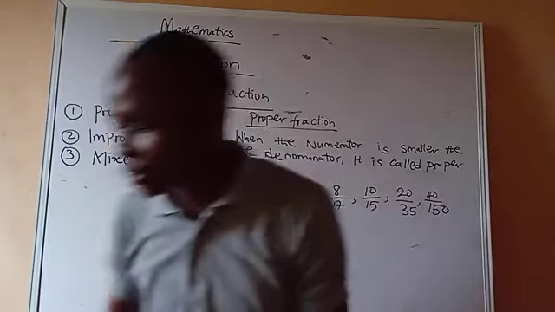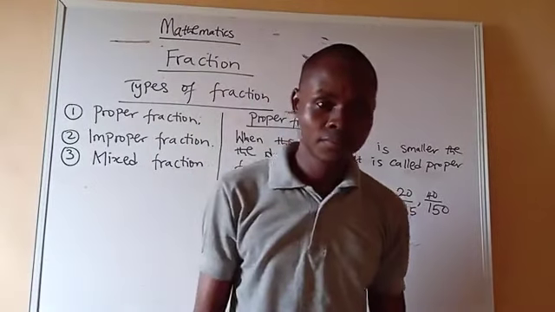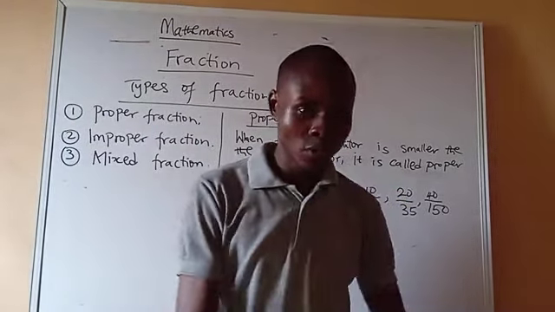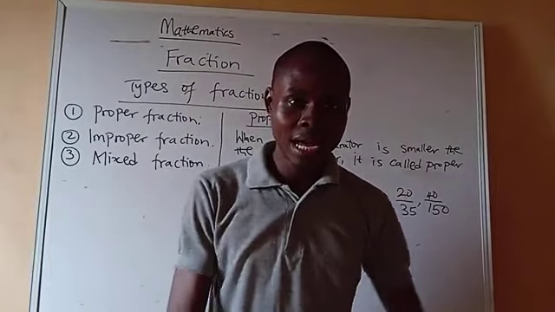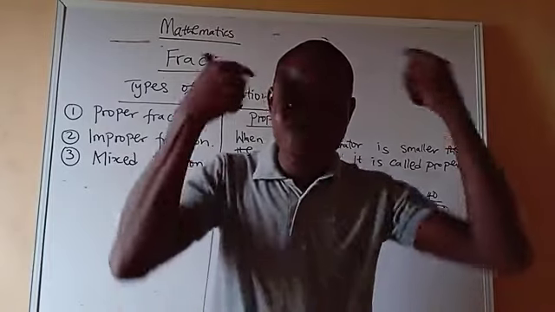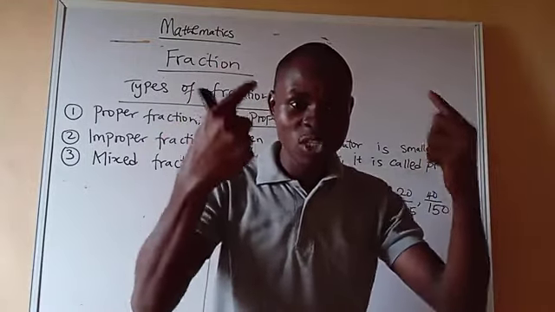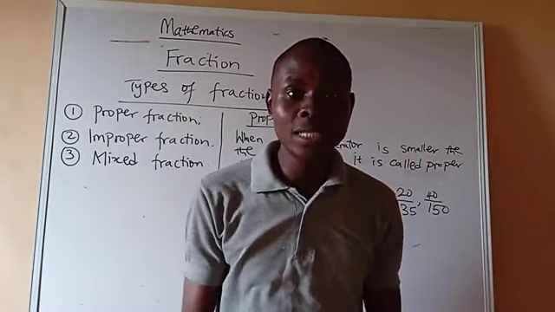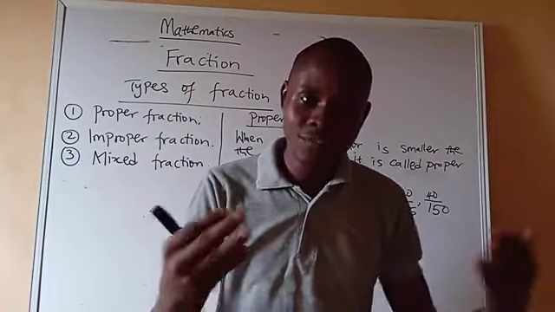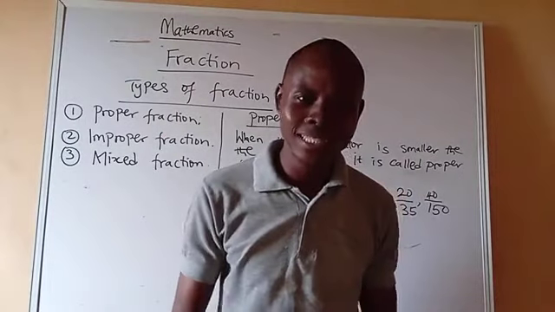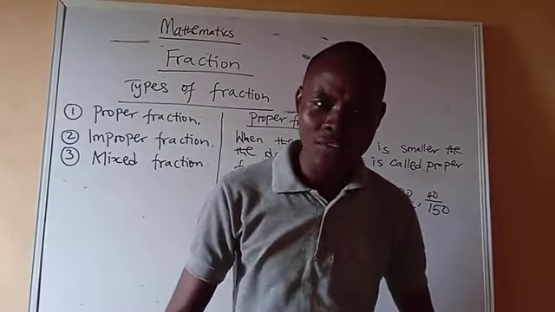Let me give you another illustration. You have a baby. I'm talking of a baby and an adult. Carry a baby on your shoulder or put the baby on your head. That baby is smaller than you. So that is a proper fraction. Do you understand? It's a proper fraction.